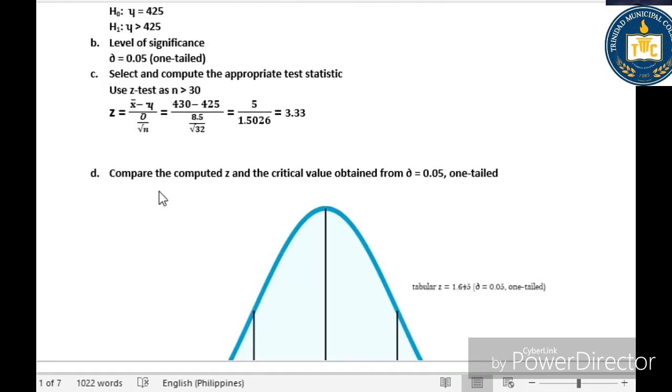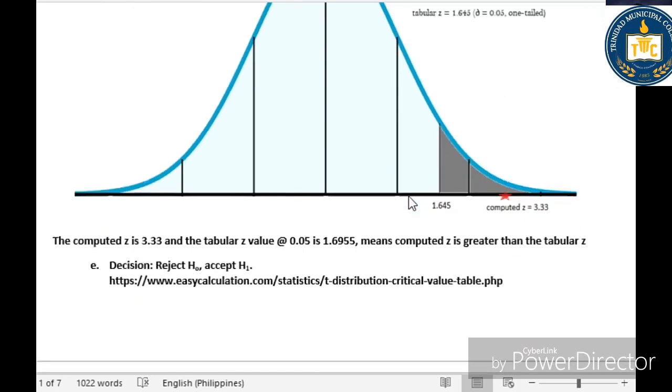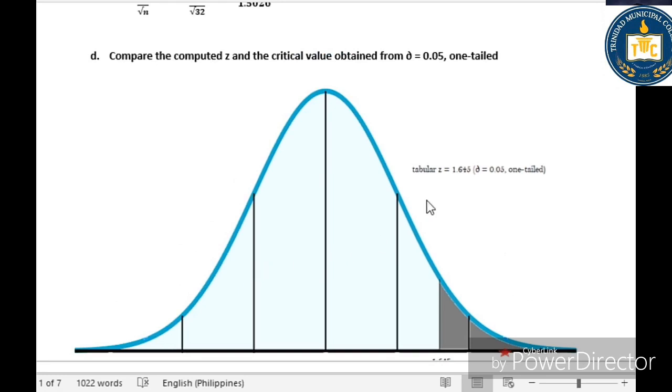Okay, so here's the step D. So we need to compare the computed z and the critical value obtained from the level of significance 0.05. Okay, so how to find the critical value of 0.05? Okay, so now naman tayo table ani gibasihan T table or Z table. So you can search through this link. So mugawas ani akatong T table. So if naana mo ang T table, so look for 0.05.